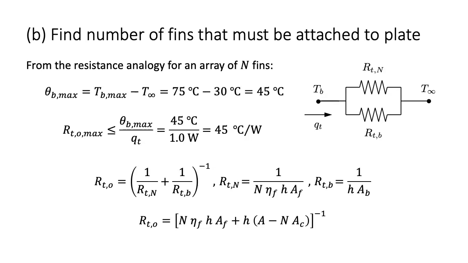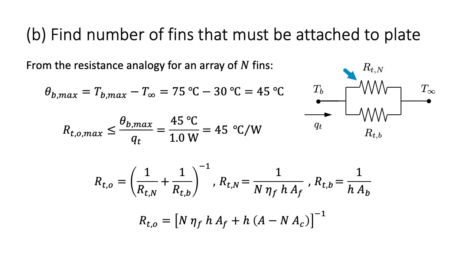For part B, we want to find the number of fins that we need to attach to the base to ensure that it does not exceed the maximum operating temperature. For this analysis, it is convenient to use a resistance analogy. We begin by drawing a resistance network. The first node on the left is labeled T sub B for the base temperature.